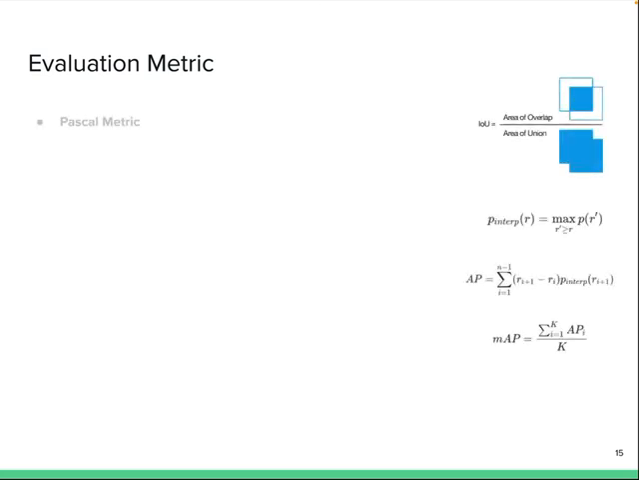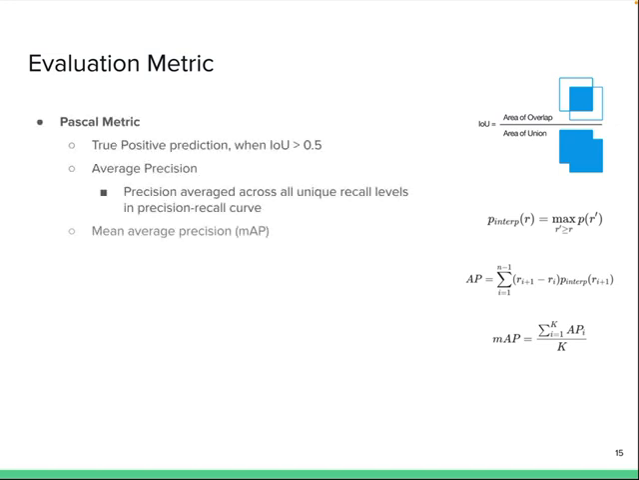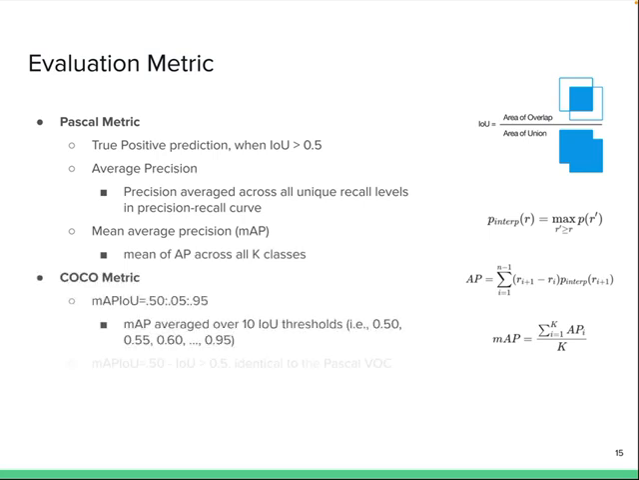Here we mention the details of the various metrics used for comparing the performances of object detection and instance segmentation methods. We use Pascal and COCO metrics mainly, along with other mAP.